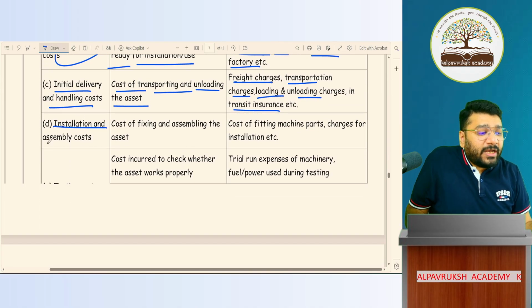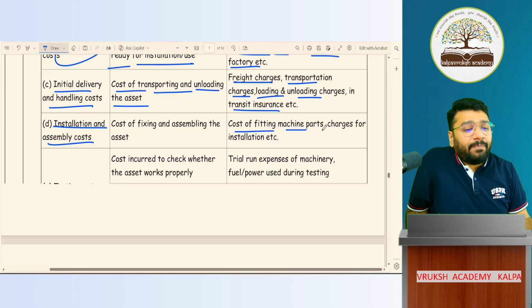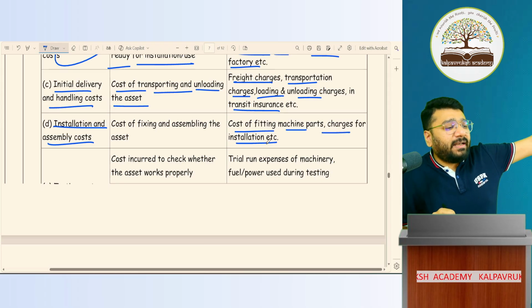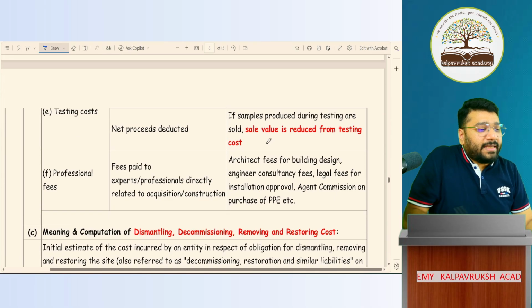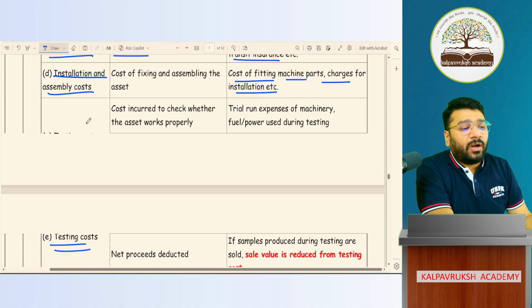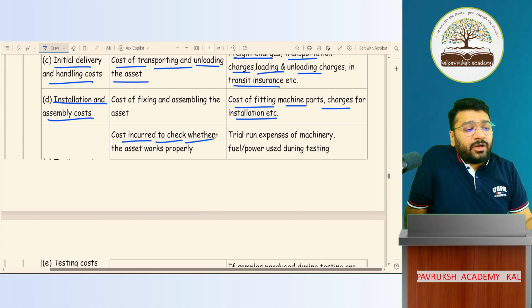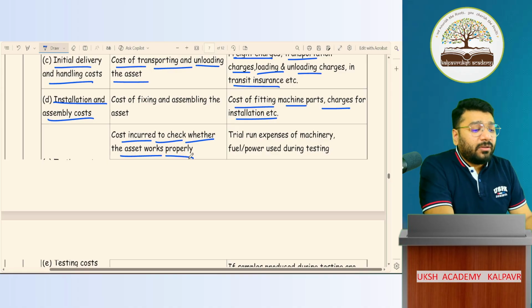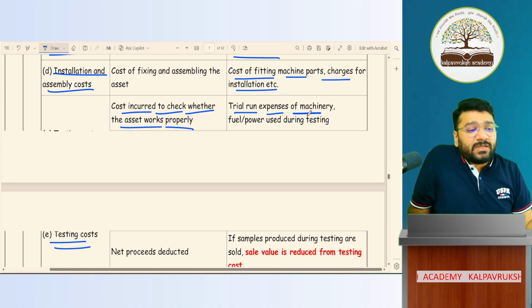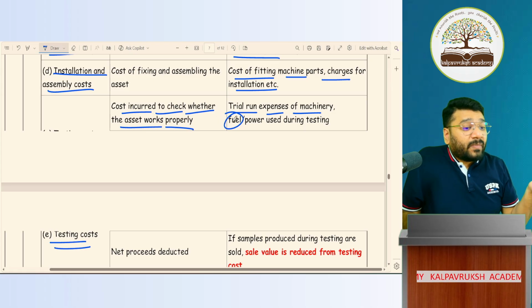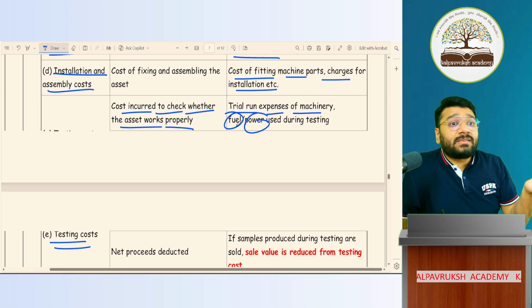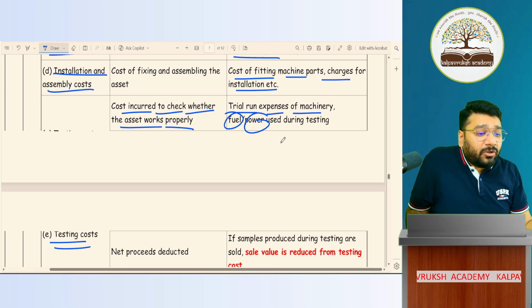Next is installation and assembly cost. Cost of fitting machinery parts, charges for installation, assembly, etc. All comes under this category. Okay, not okay. Next is testing cost, which is what? Trial run cost. Cost incurred to check whether the asset works properly or not. Trial run expense of the machinery. For that I would have incurred the cost for fuel, power, raw materials, something. So all that will be a part of trial run cost.